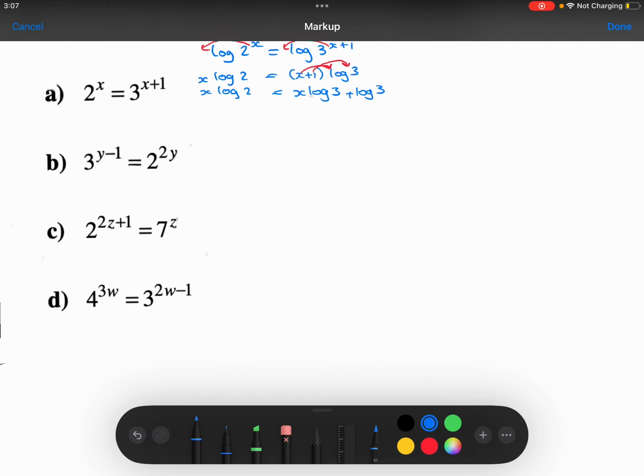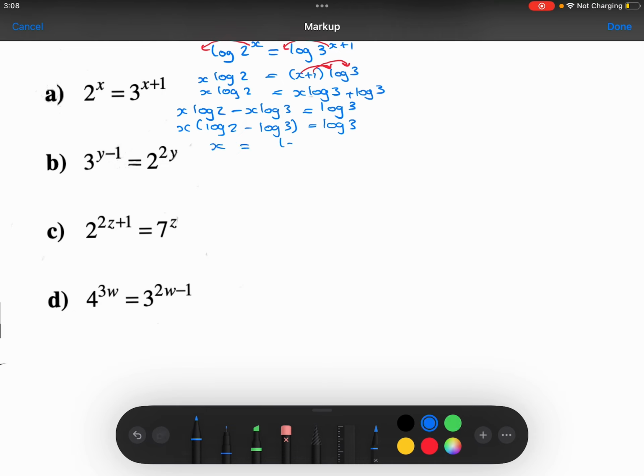Moving all of the x terms to the left-hand side, so I'm subtracting x log 3 from both sides. Factorise the x on the left-hand side. And now I'm going to divide both sides by this log 2 minus log 3, so that I get x as the subject.